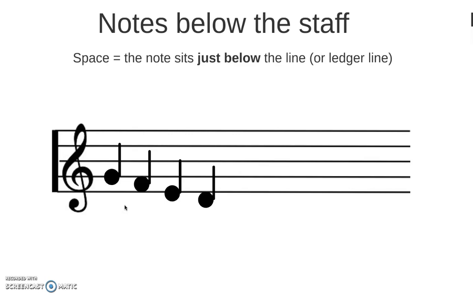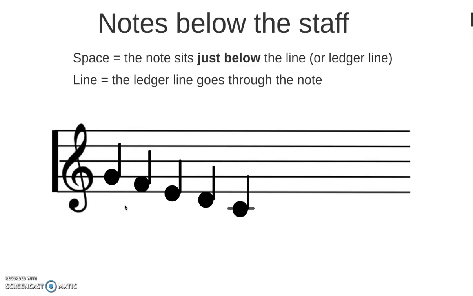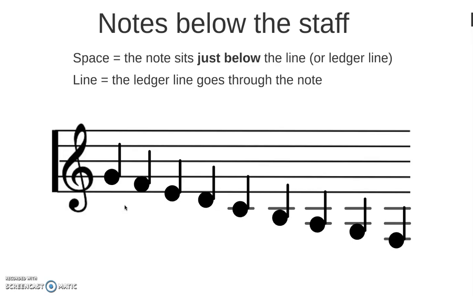The next note down, we need a line note. We add a ledger line. There it is, going through the note head. Now we have a note sitting just below. Now we have a note on 2 ledger lines. Now we have a note below 2 ledger lines and 3 ledger lines. And again, you can keep going forever in that direction.